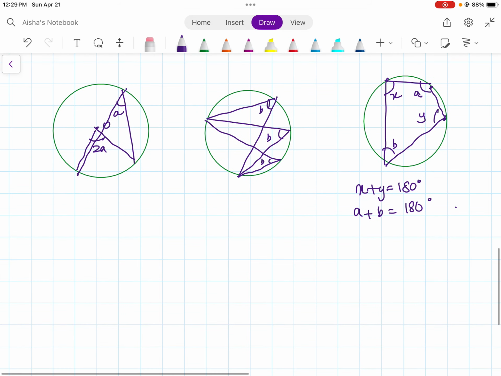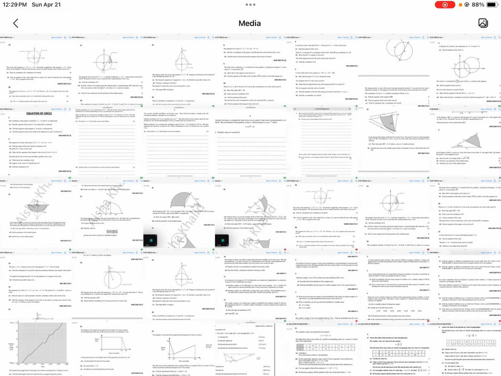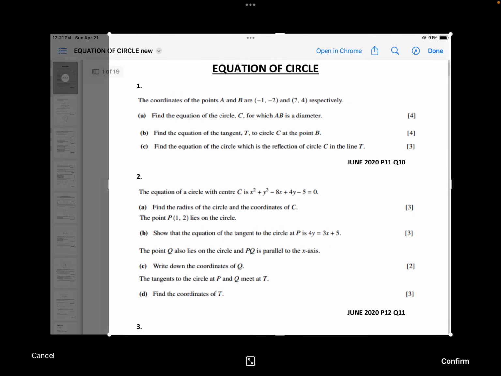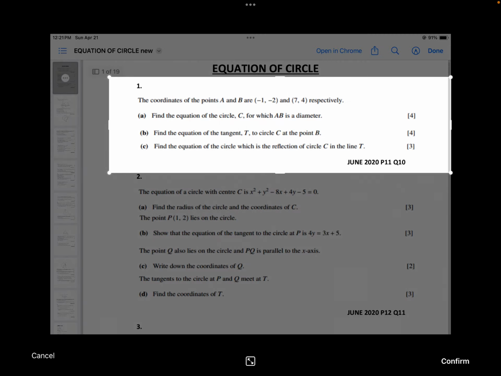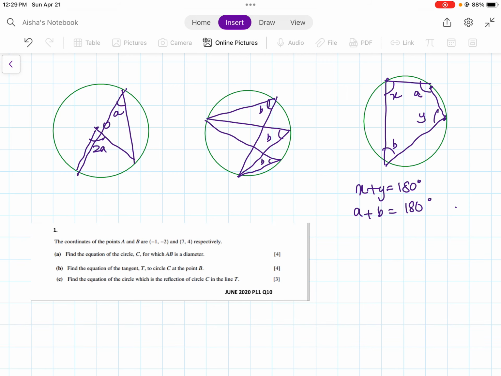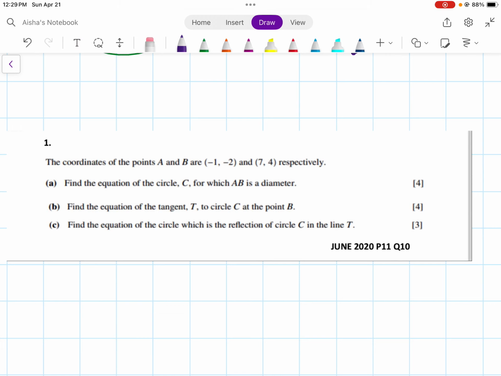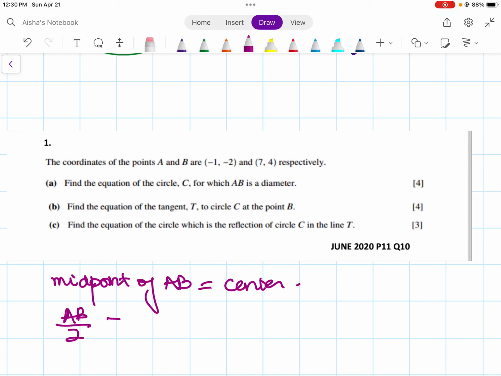Now let's look at the questions. Find the equation of the circle for which AB is the diameter. If AB is the diameter, the midpoint of AB will be the center, and AB divided by 2 will be the radius. You can say the length of AB divided by 2.